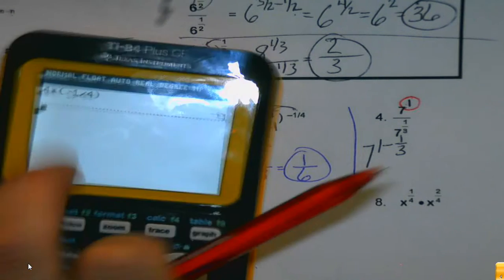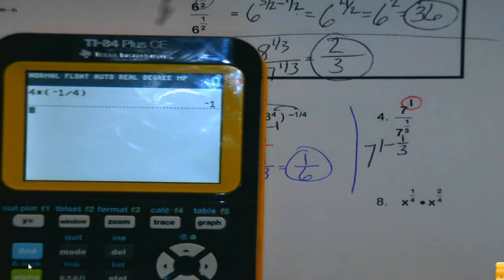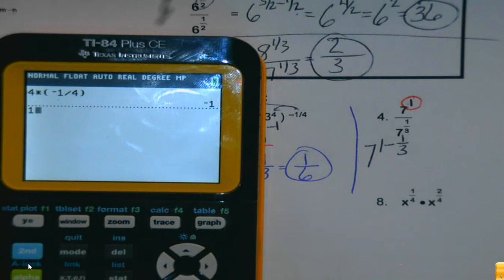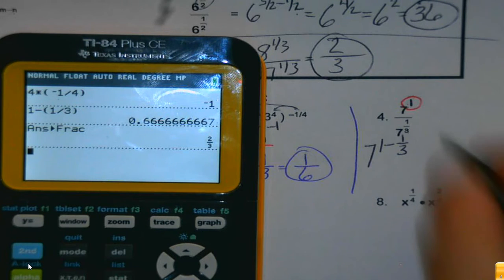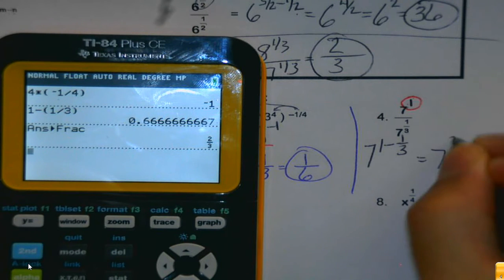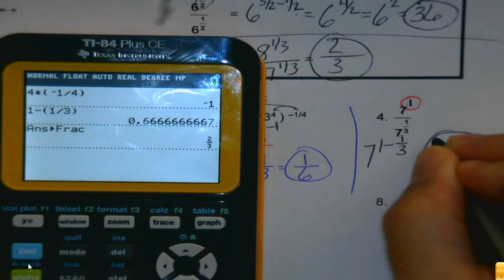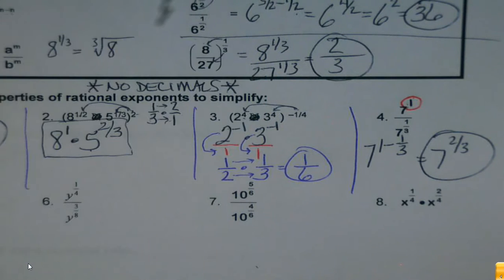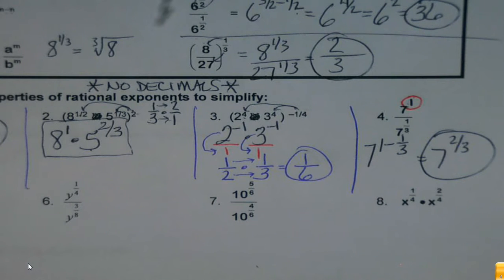Again, I could find a common denominator. Maybe I already know off the top of my head what this is. Just keep remembering, if you're going to punch a fraction in here, parentheses is a good idea. Decimals, on the other hand, are not. Math, enter, enter, and get my answer. And so I just kind of keep looking at these.